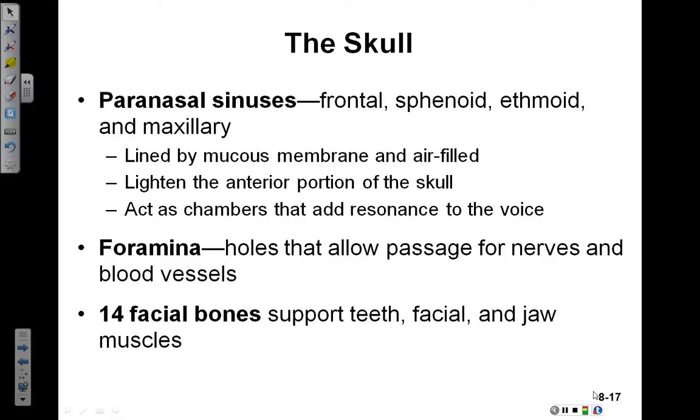Holes that allow passage for nerves and blood vessels, arteries, veins, are called a foramen or foramina, right? And you have 14 facial bones. Your facial bones are likened to the front porch of the cranium. They support your teeth, your jaw muscles, and all of that. So we're going to talk about the temporal bone, the zygomatic bone, the nasal bone, the vomer. Those are all of your facial bones.